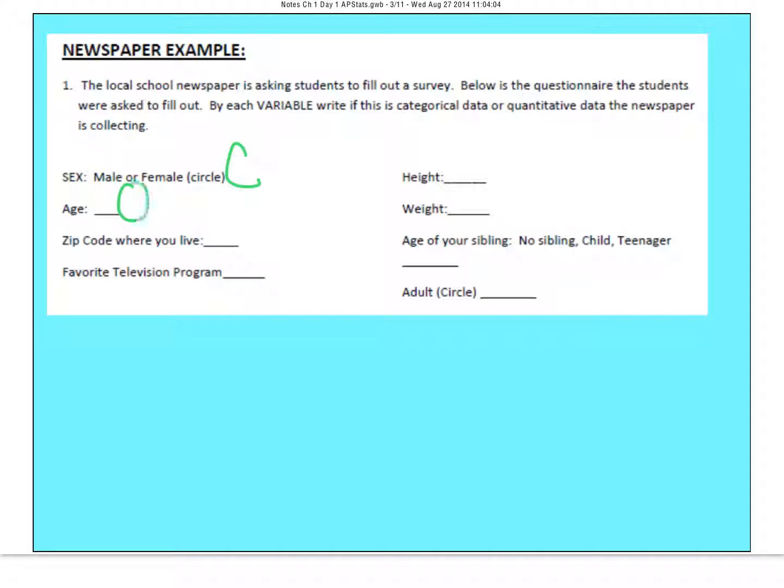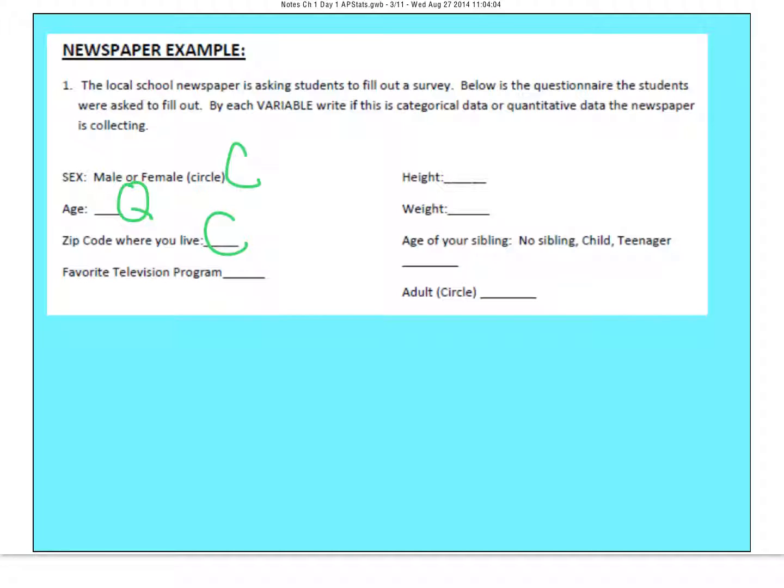The age would be quantitative. You give a numerical answer. The zip code where you live, be careful. Zip codes are numbers, but would you compute an average zip code? That doesn't really make sense. A zip code in this case is technically a categorical variable.